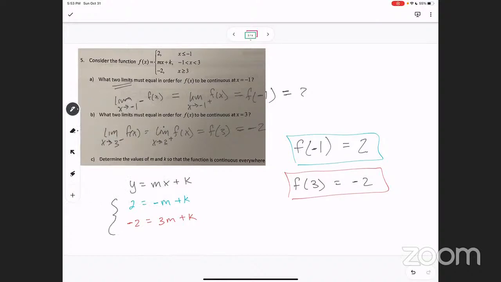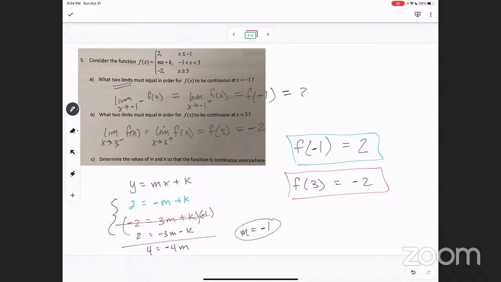So let's multiply the bottom one by -1. You understand why? 2 equals -3m minus k. And now let's add them together. Ignore this because that's gone. So it's 4 equals -4m. So what does m equal?